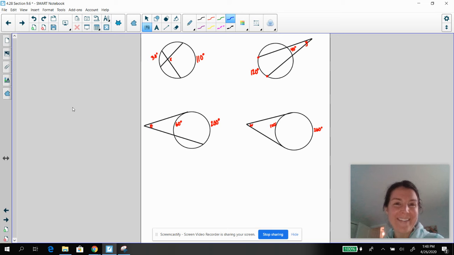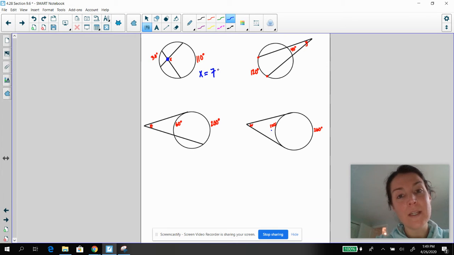All right, so you're back. So hopefully with angle X, you realized that your vertex was somewhere within the circle. So you add up the intercepted arcs and then divide by 2. So the measurement of angle X is 70 degrees because 110 plus 30 is 140 divided by 2. Now for the second one, you saw that your vertex was outside the circle. So here I'm going to subtract my two arcs. So I have 120 minus 40, which is 80, and then 80 divided by 2 is 40. So the measurement of angle Y is going to be 40 degrees.